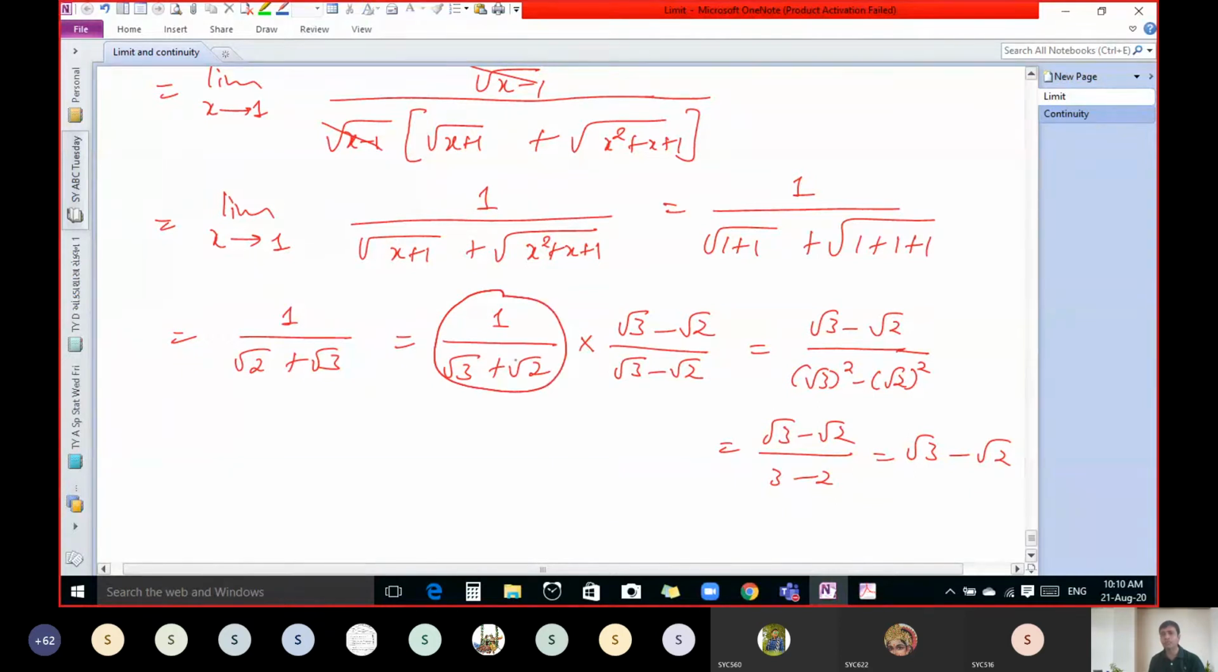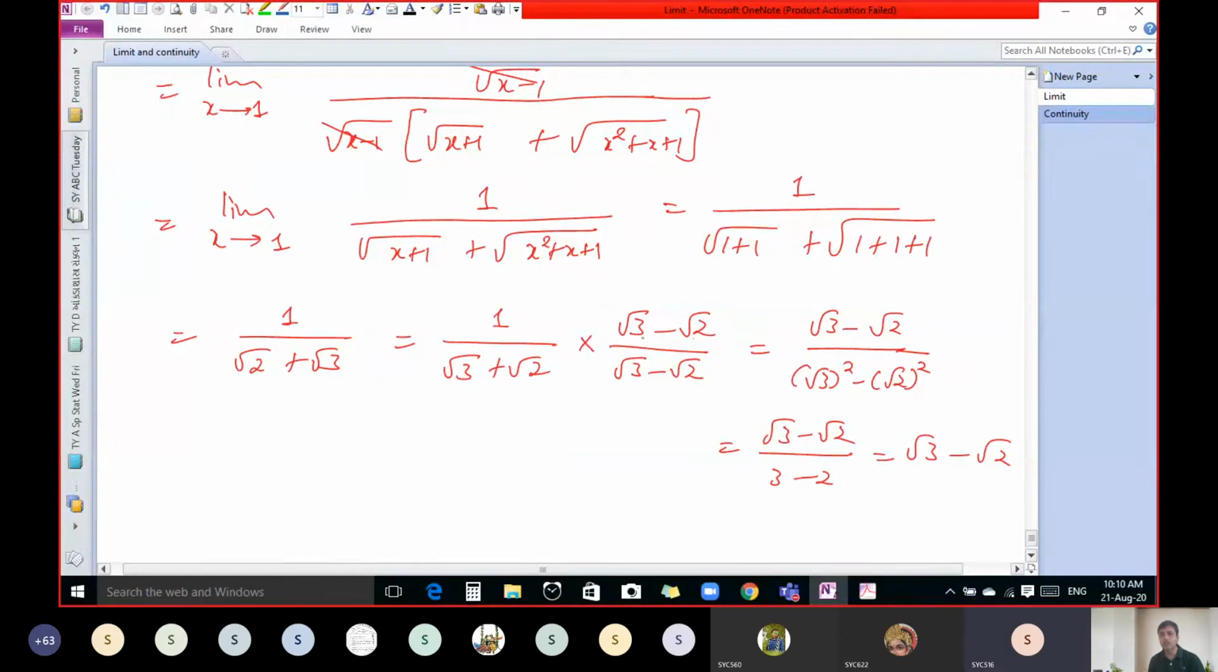But the answer given in the book is this one. So to get this particular answer, what we have to do? We have to rationalize. This is known as rationalization. In that, what we have to do? We have to change the sign here. Instead of plus, you have to write minus. And the same thing you have to write in numerator. So this is known as rationalization.